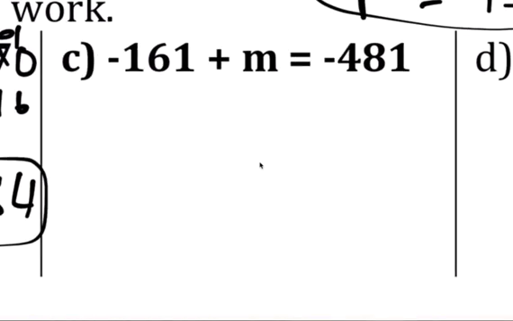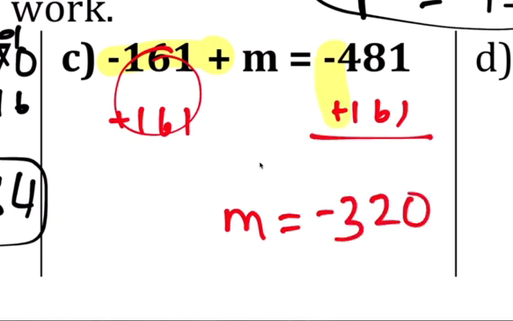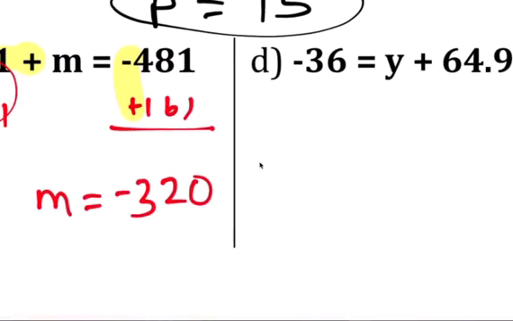Same thing here. There's a plus sign. You make that equal to 0 by doing its opposite, adding 161. 0, and it's m equals. Notice there's one negative only. You subtract, get 0, 2, and -3. That's your answer.